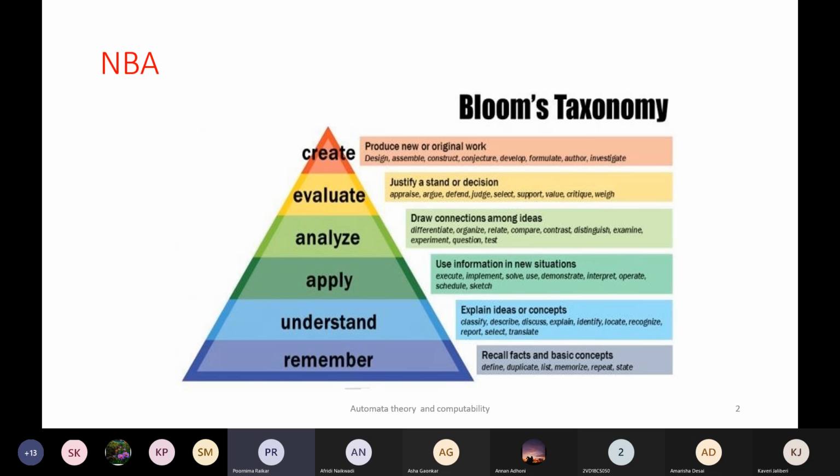Now NBA stands for National Board of Accreditation, that is outcome based education. So for every course you learn, you have course learning objectives and course outcomes. The teaching learning process is in the form of a pyramid, arranged as levels based on Bloom's taxonomy, where we first remember the concepts, then understand it, then apply it for a particular situation, then analyze it, evaluate, and then create.